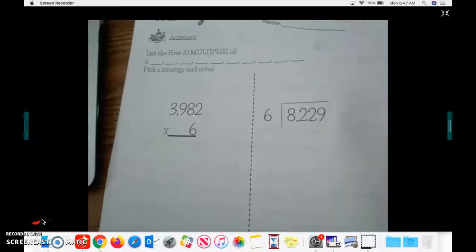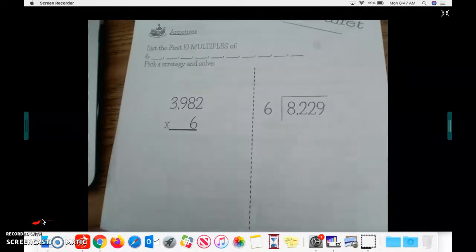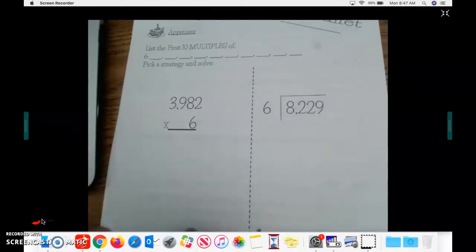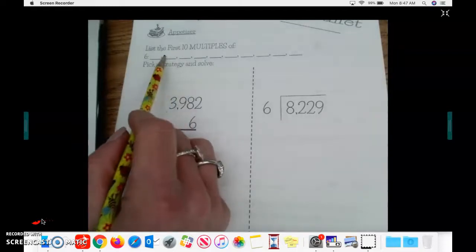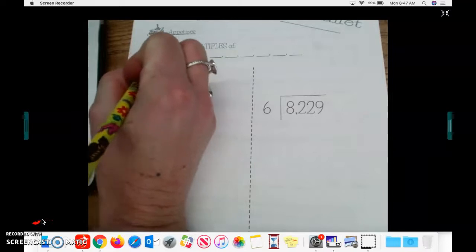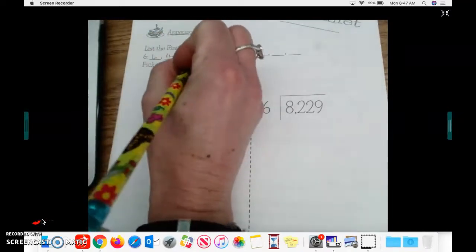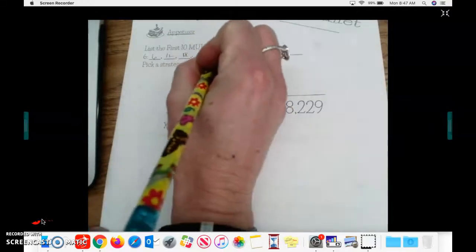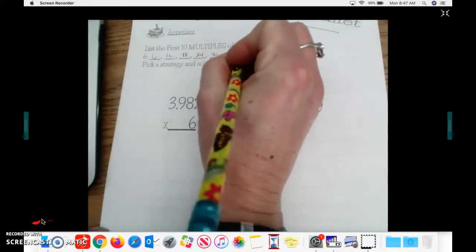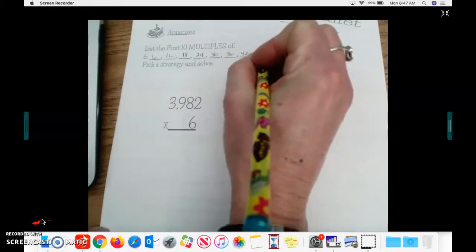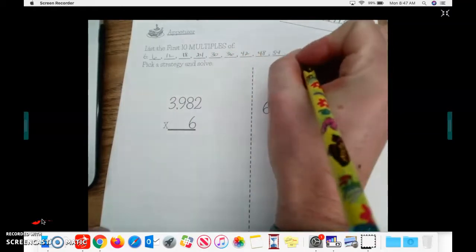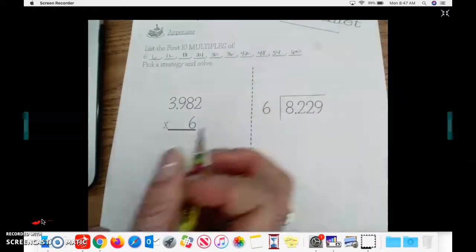All right, this week's math menu is going to focus on patterns, but before we jump in and start learning about patterns, the first thing we're going to do is check our work on the appetizer portion. So you were to list the first 10 multiples of the number 6, so you're counting by sixes. So 6, 12, 18, 24, 30, 36, 42, 48, 54, and 60.